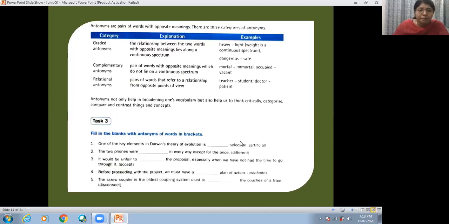So here we come to the end of the vocabulary section. In the vocabulary section we have learned synonyms and antonyms. Synonyms are words that are similar in meaning but slightly different in their connotation or implied meaning. And antonyms are pairs of words with opposite meanings. And there are 3 categories of antonyms, that are graded antonyms, complementary antonyms, and relational antonyms.